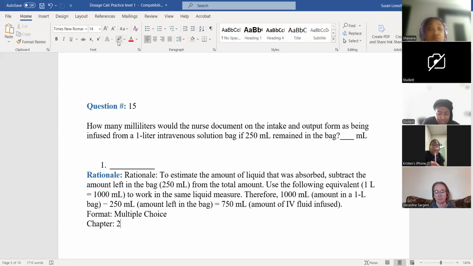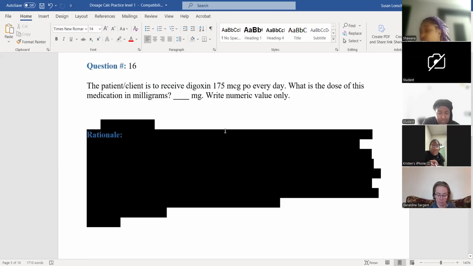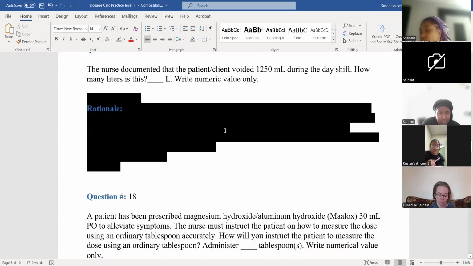Any questions on that one? This one's going milliliters to liters. How are you guys with those conversions? Now remember, two things you can do here. You're going from milliliters to liters. Which way are you going? To the right or to the left? To the left.